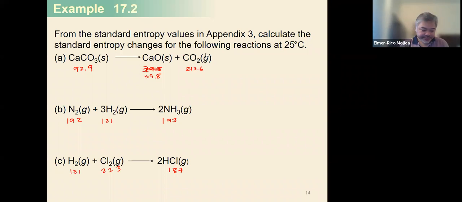Okay, so let's try. For the first one, you might ask yourself, can we predict delta S even without the numbers given? Do you think we can predict the sign of the delta S even without the numbers? The answer there is of course yes. So if we do this, what is the delta S there?